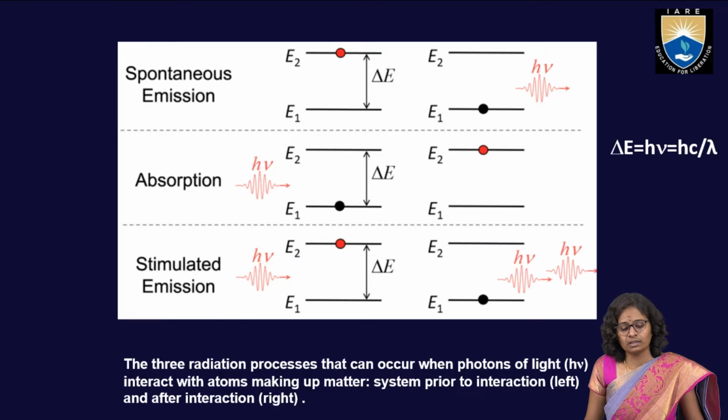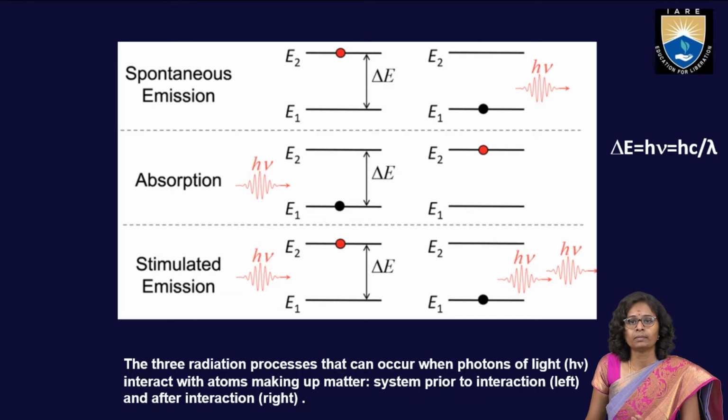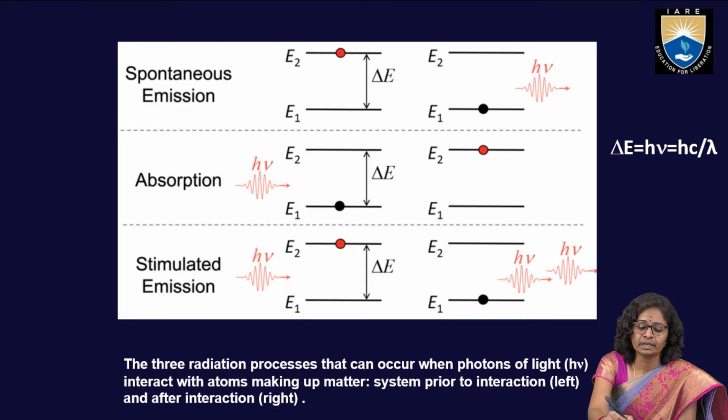Here you can see the three processes when the radiation interacts with the matter. The first one is the spontaneous emission. In this case, the atom is already in the excited state. When it comes down, it emits energy equal to the difference of these two energy levels. Here you can see the emission of the photon.